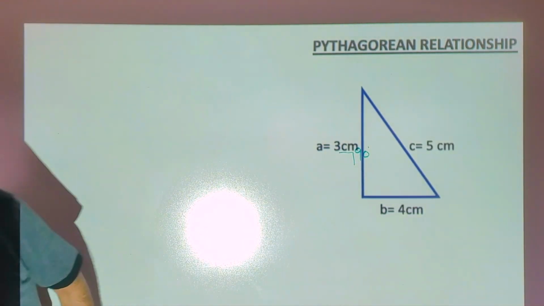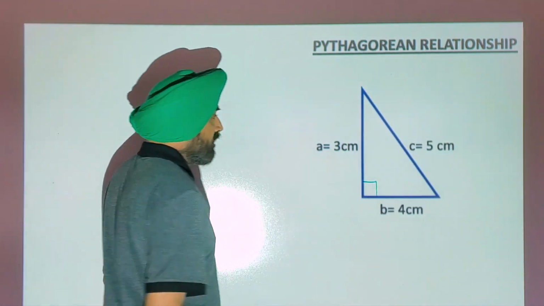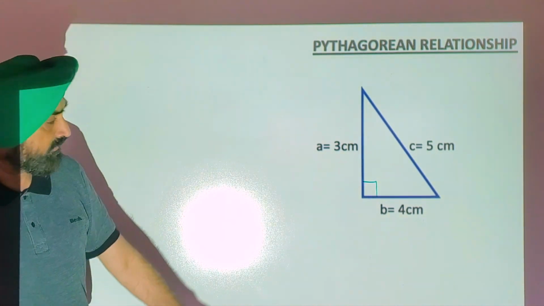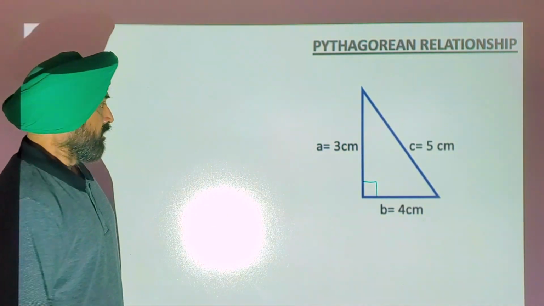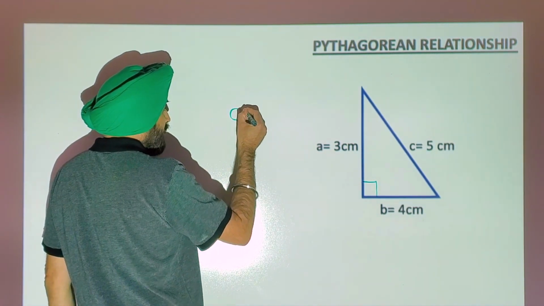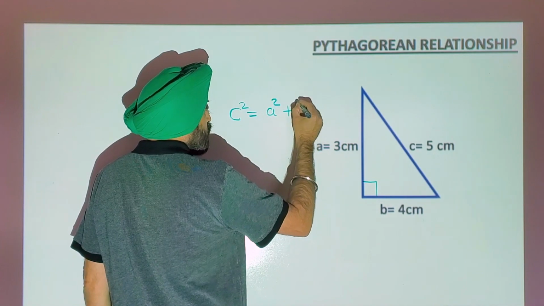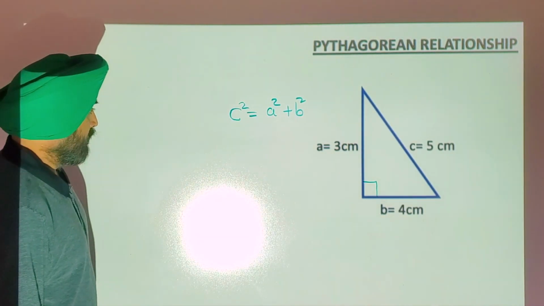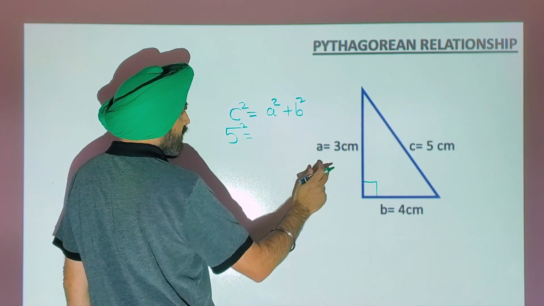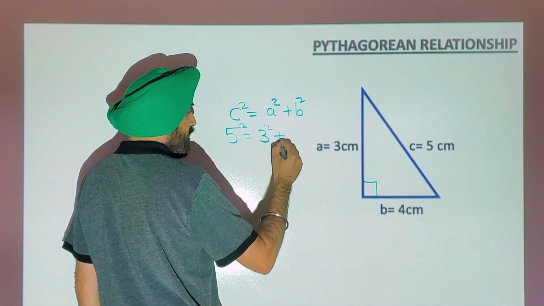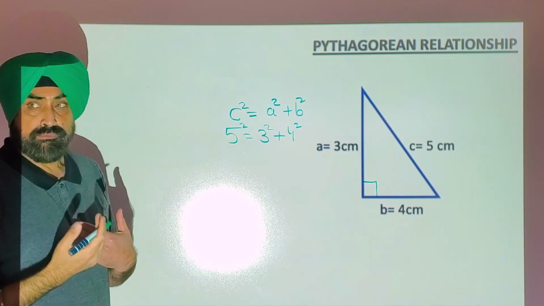Let's see the meaning of the Pythagorean relation in terms of numbers. So this is a right angle triangle. We will use the Pythagorean relationship in this triangle, where the two smaller sides are 3 and 4 centimeters, and the longest side, which is the hypotenuse, is 5 centimeters. According to the Pythagorean relationship, C square, the longest side square, is equal to the sum of the squares of the two smaller sides. C here is 5 centimeters. So what do we do? Write 5 and square it. A here is 3, so write 3 square plus B is 4, so you write 4 square.